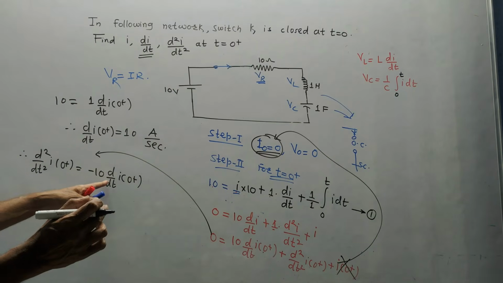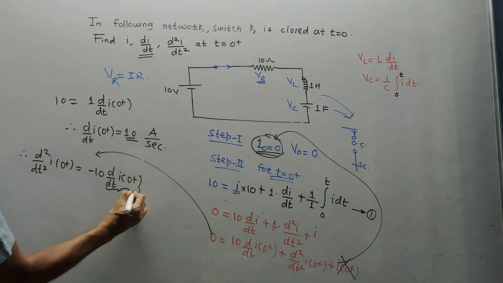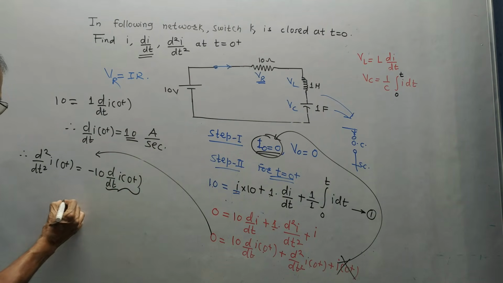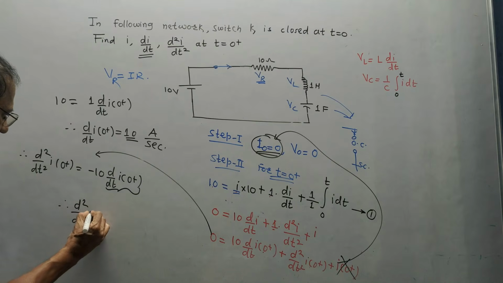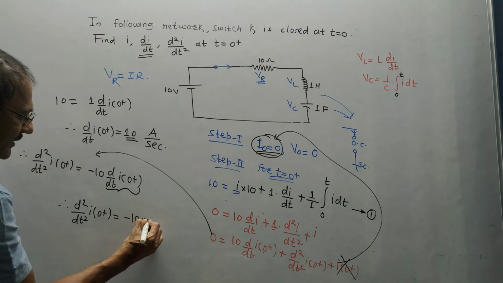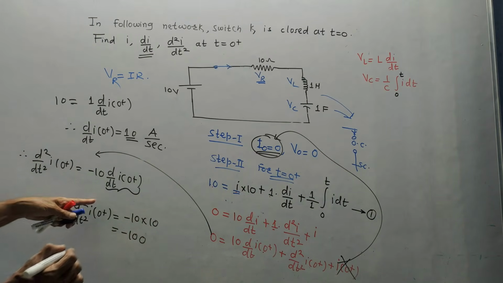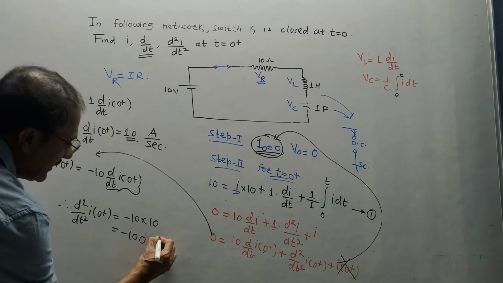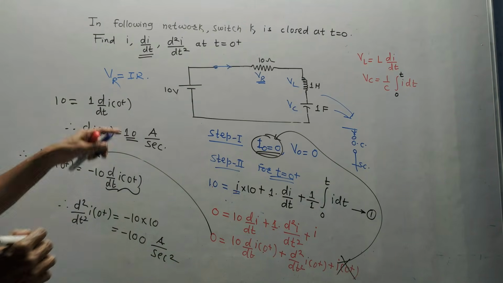Now we have the value of d by dt of I of 0 plus, that is equal to 10. So in this place I will put the value 10. So the final answer will be d square by dt square I of 0 plus is equal to minus 10 into 10, that is equal to minus 100. It is current upon time square, so it is ampere per second square. This is the final answer.